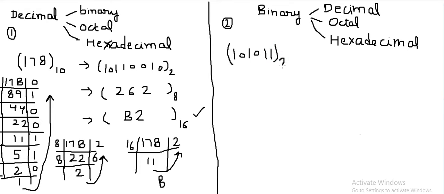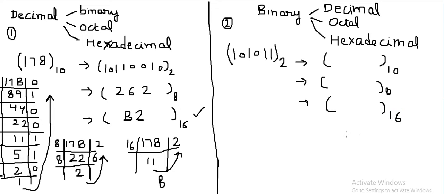So let me write it this way, as the base is 2. I have to convert this number into decimal, which has the base 10, octal, which has the base 8, and hexadecimal, which has the base 16. So how do we convert this into these number systems?